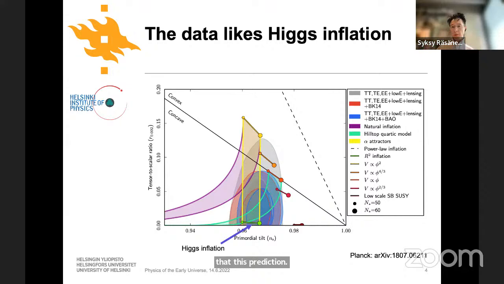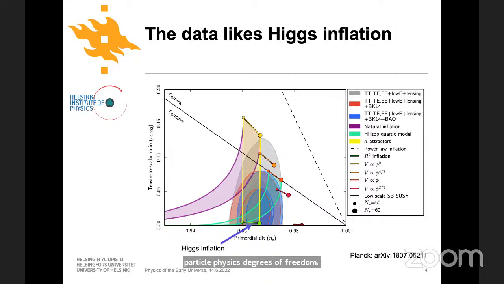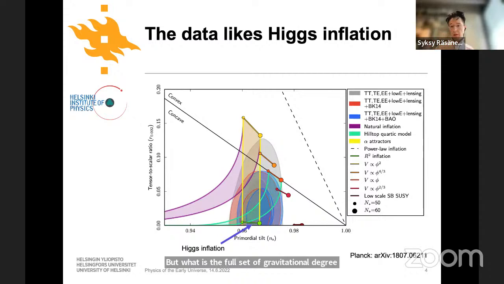So in the previous talk already, there was this discussion of this cutoff. So what happens beyond the cutoff? Does the physics beyond the cutoff influence the Higgs inflation? So this is a relevant question. I want to focus on another issue, namely not on what is the full set of particle physics degrees of freedom, but what is the full set of gravitational degrees of freedom and how do they affect Higgs inflation.